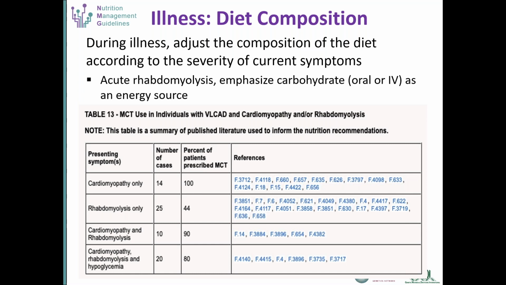So based on this difference in the literature and also based on the Delphi surveys, we are recommending that in acute rhabdomyolysis we emphasize carbohydrate as the primary energy source, and MCT is probably more helpful in those that have cardiomyopathy issues compared to those that are experiencing only rhabdomyolysis.